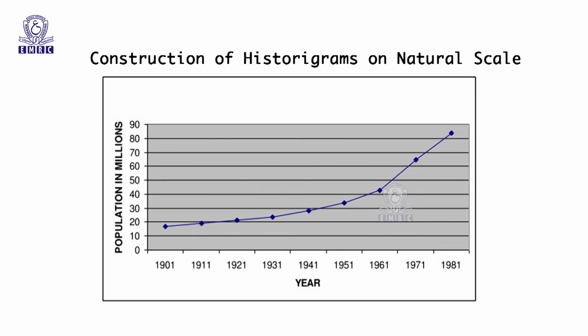Now, the construction of histograms on the natural scale. Natural scale graphs are used to show the absolute values or relative values in terms of percentages, such as the index numbers of time series. The following principles should be kept in mind while constructing the histogram, so that the reader does not have to search through the text in order to understand a graph.